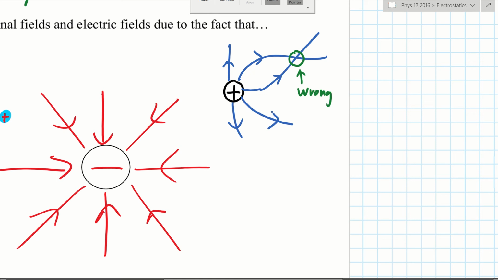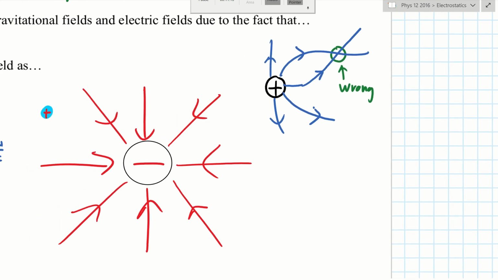So I ask you which one is wrong. The one that's crossing is wrong. Electric field can never cross each other. Now, why can't it cross each other? Because you have to remember what electric field is, in terms of that little test charge. The little test charge has one goal: follow electric field. That's its goal. Wherever electric field points, it goes.